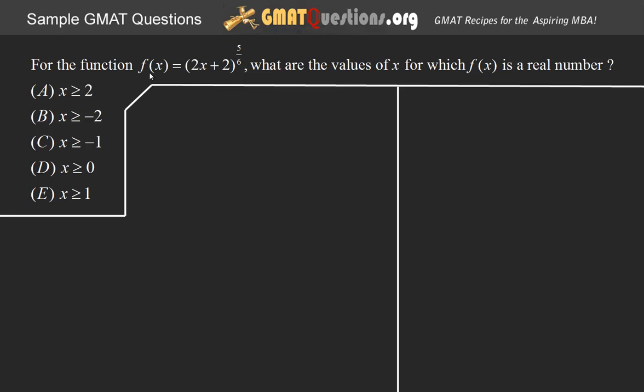For the function f of x equal (2x plus 2) to the power of 5 over 6, what are the values of x for which f of x is a real number? Okay, maybe you haven't seen this type of function before, but what makes it pretty intimidating is that the power here is a fraction, okay?